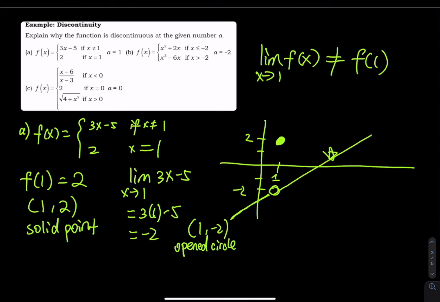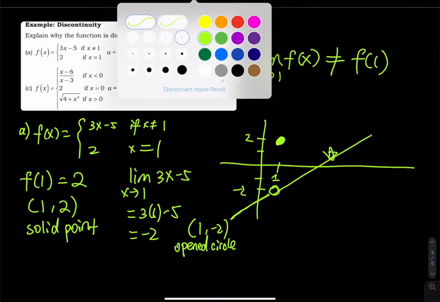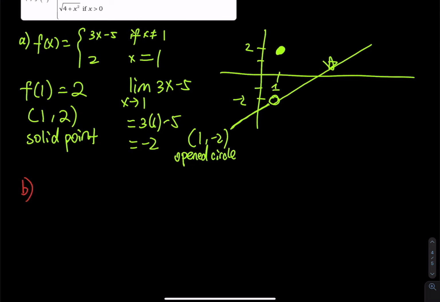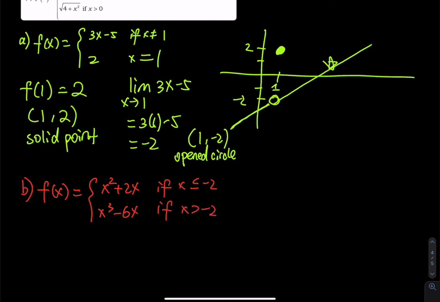All right, so let's move on to part B. So B, the graph might be a little bit difficult to sketch if you don't have a calculator. So let me switch color for the next problem. Let's use red. So part B, I will copy the problem for you, so you don't need to go back up. So this is x squared plus 2x, and then x to the third minus 6x. So this is if x is less than or equal to negative 2. This is if x is greater than negative 2. All right, so we are checking out a equals negative 2.